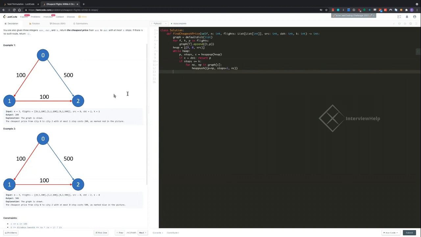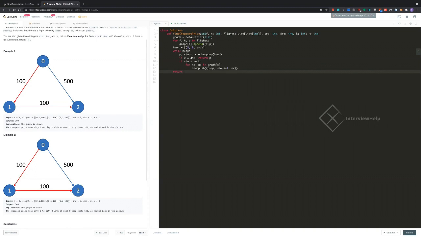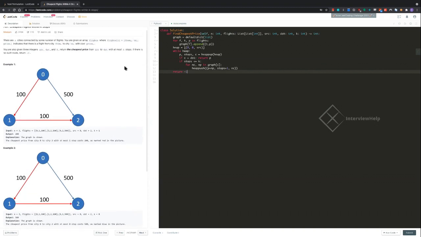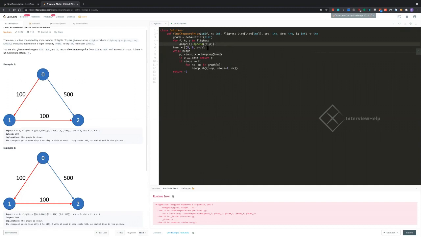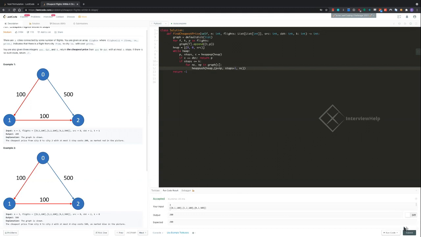And if you cannot reach it, then return -1. So yeah, this is fine. I think it's going to complain. Yeah, see double equals, and also heap pop. Does Leetcode know heap pop? Do you need to import? No, you don't have to. Push expected two arguments. Yeah, on line 13, you need to give it the heap.